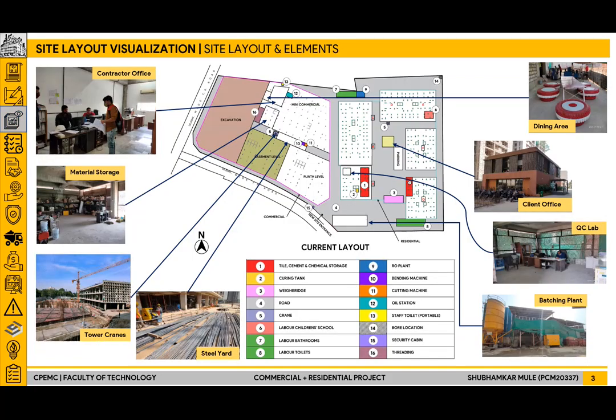Now, some of the key important site elements are shown in photographic images. As we can see, the contractor's office, the material storage area, the tower cranes, two of them, one for commercial and the other for residential, the steel yard, the batching plant, the quality control lab, the client's office, and the dining area for the contractor's personnel, while the other things are shown in a legend as follows.